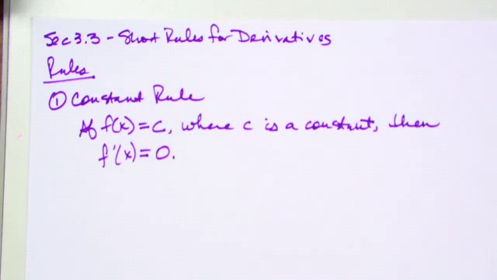Everybody agrees with that, right? Because f of x equals c is the graph of a what? Horizontal line. And at every point on a horizontal line, you have a slope of 0. Very good. Okay, so there's your constant rule.